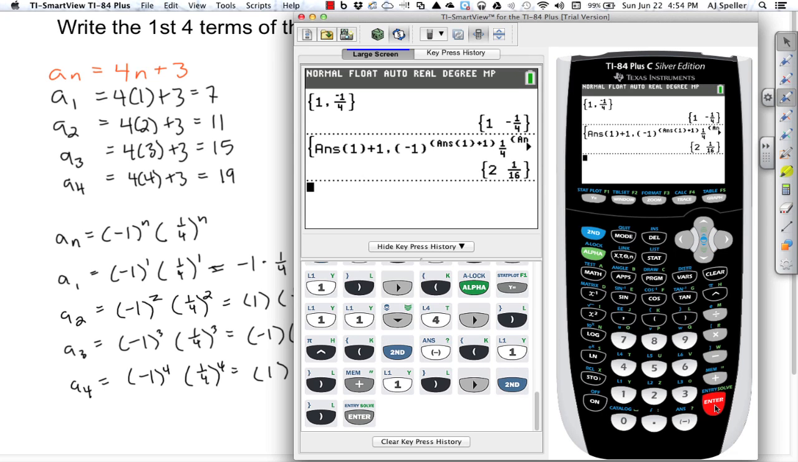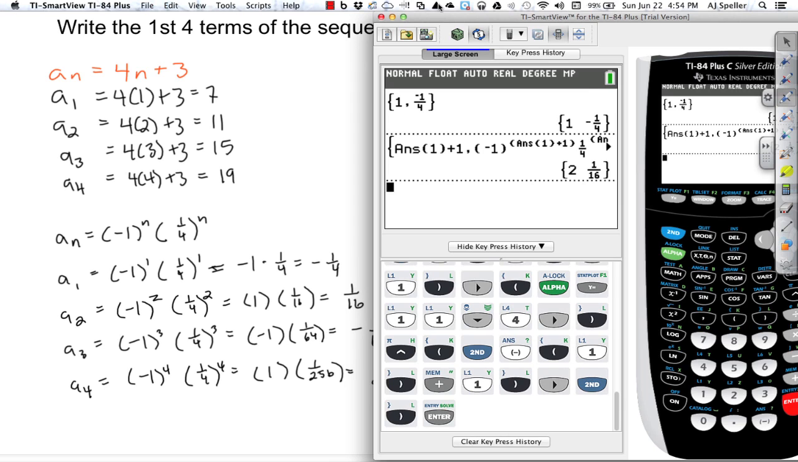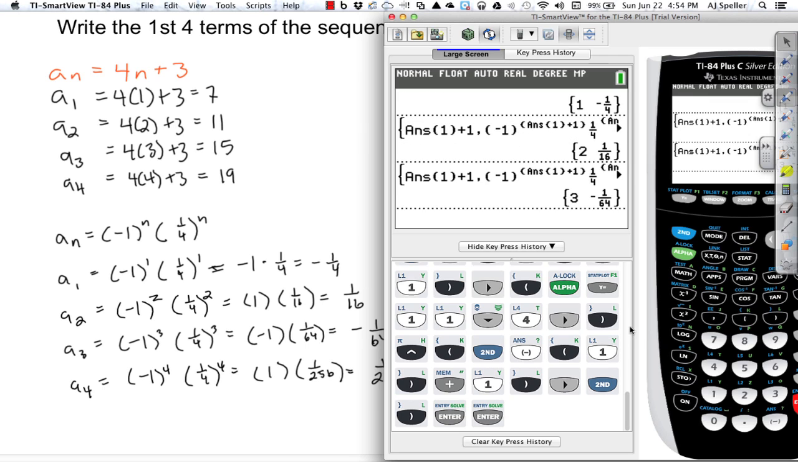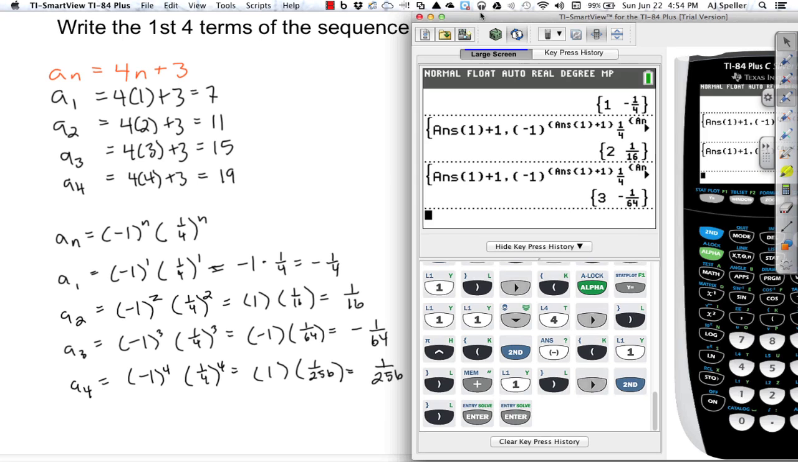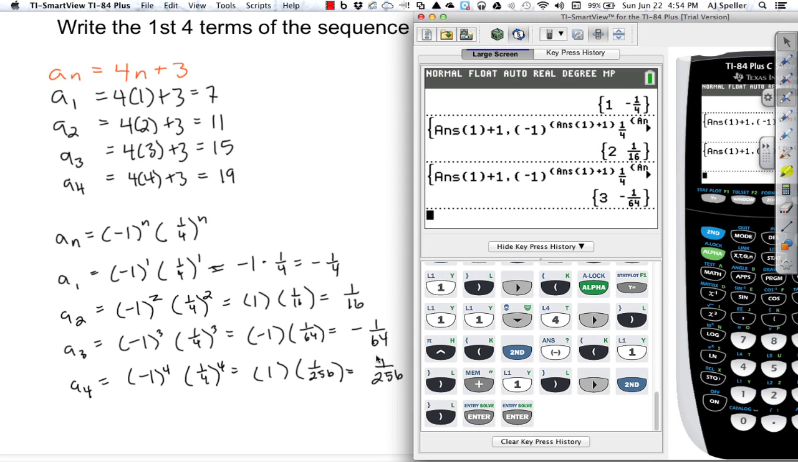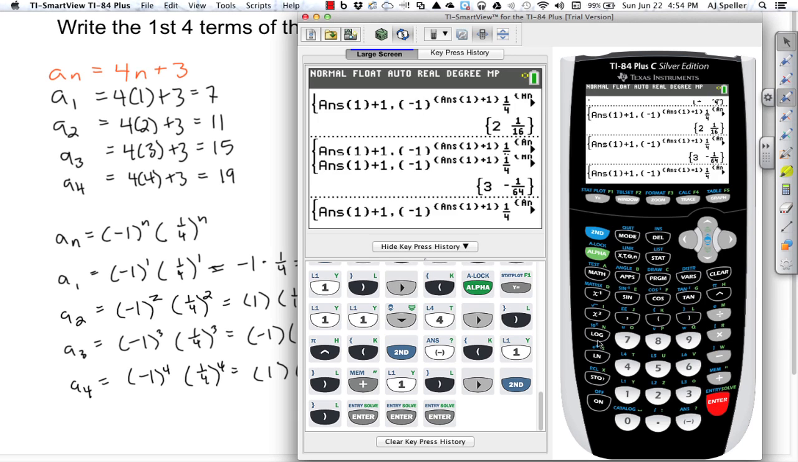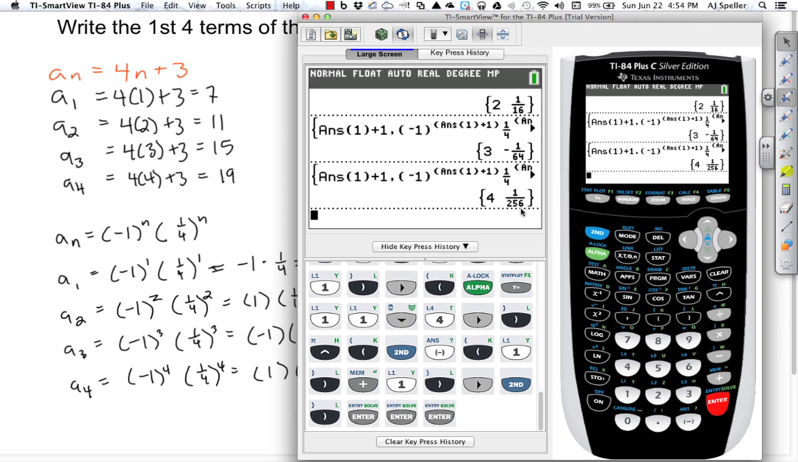Now when I press enter, we see that the second term is 1/16, and let me move this over. We see the second term is 1/16, just like we had figured. When I press enter again, we see the third term is going to be negative 1/64, again, which is what we have down here. And then the last term should be 1 over 256. Let's press enter here, and we see that the fourth term is 1 over 256.